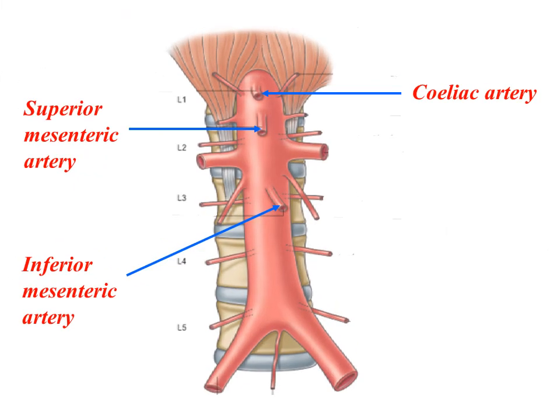Blood supply: here is the abdominal aorta. You can see the celiac trunk, superior mesenteric artery, and inferior mesenteric artery. The superior mesenteric artery supplies the large intestine, and the inferior mesenteric artery also supplies part of the hindgut. The superior mesenteric artery supplies the midgut, and the inferior mesenteric artery supplies the hindgut.